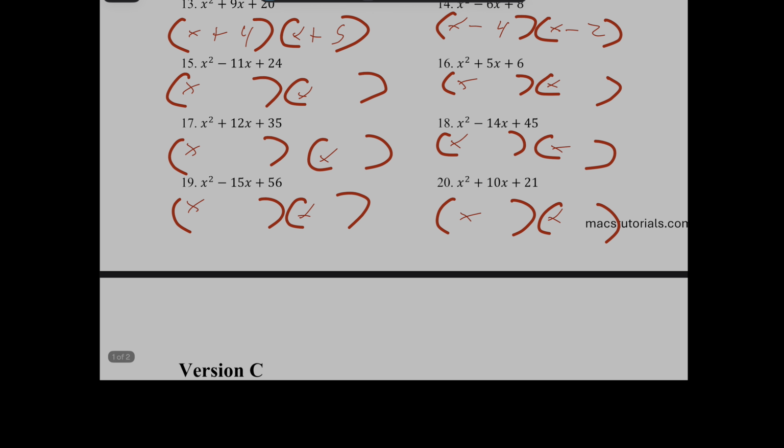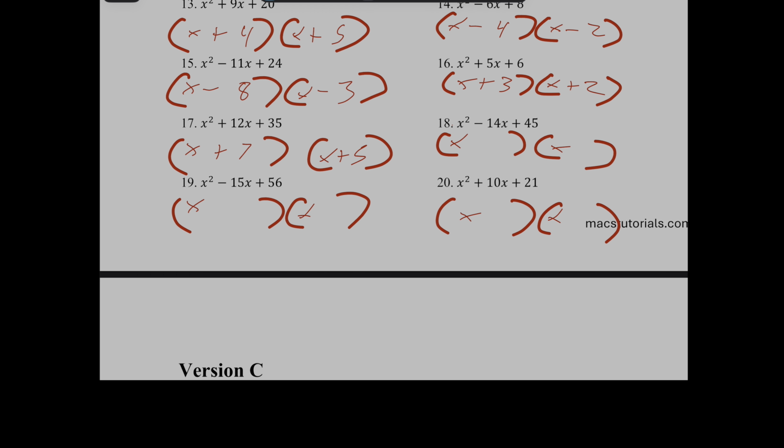Hopefully you can do these quickly. Press pause. Try to do a few on your own. Third term is positive, so the signs are the same. Take the sign of the middle, which is minus minus. What multiplies to 24 and adds to 11? That would be 8 and 3. Going on to number 16, we have a third term positive. Signs are the same. Take the sign of the middle, plus plus. What multiplies to 6 and adds to 5? 3 and 2. Third term positive. Signs are the same. Take the sign of the middle. And what multiplies to 35 and adds to 12? That would be 7 and 5.